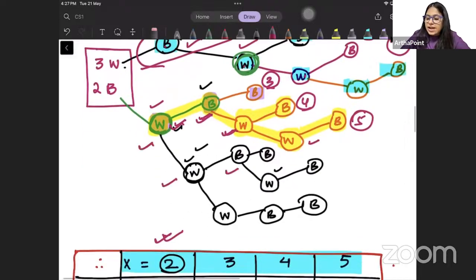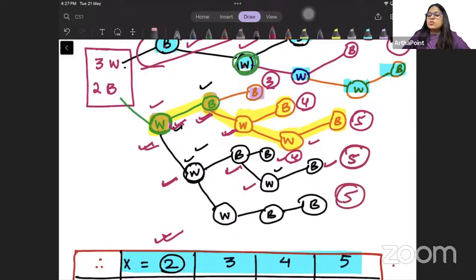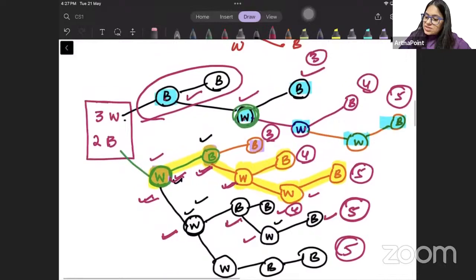White, black, so 4 balls drawn. White, black, so 5 balls drawn. Against each of these, I have gone ahead and written their frequency. So what are the frequencies, beta?